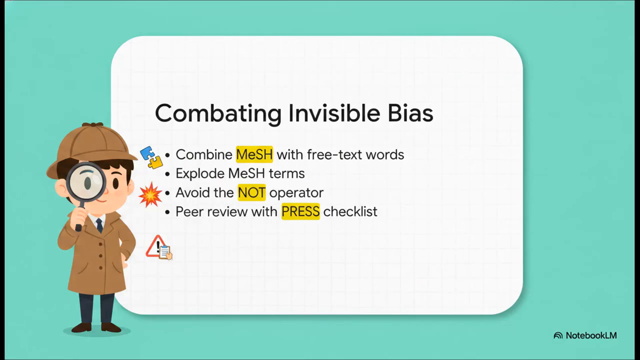So how do we fight these invisible biases? You systematically combine MeSH with free text words to cast a wide net. You generally want to avoid the dangerous NOT operator because it loves to accidentally remove highly relevant records. And always get a peer review of your strategy using the PRESS checklist, that's the peer review of electronic search strategies, to ensure your search is structurally sound. Oh, and once you finally have that unbiased list of papers, your last job as a clinical detective is evaluating the quality of that evidence using formal risk of bias assessments like the Cochrane tools.